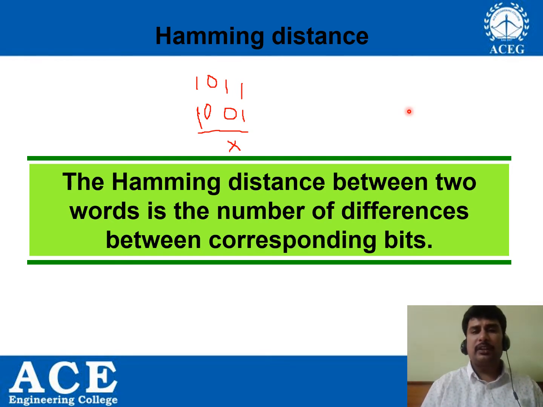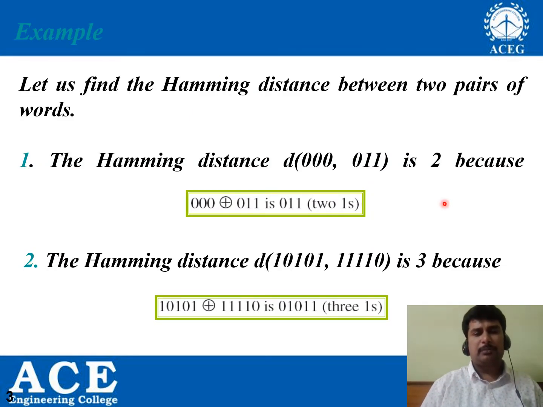If you are referring to two words, the number of bits in which those two words are different will be referred to as Hamming distance. Now let us take some simple examples. We need a simple process to identify the Hamming distance, and in the last class we talked about an operation called modulo 2 addition, or exclusive OR operation. That can help us in determining the Hamming distance.